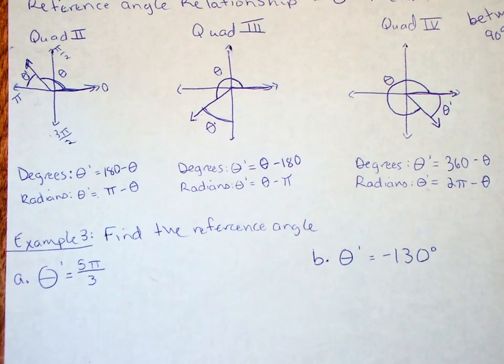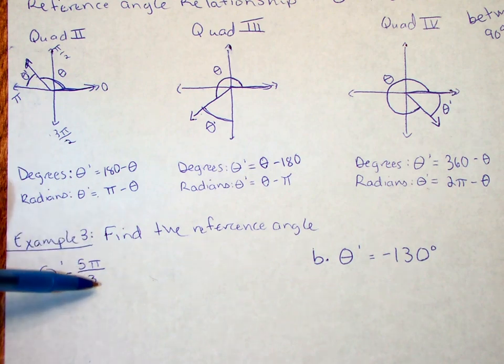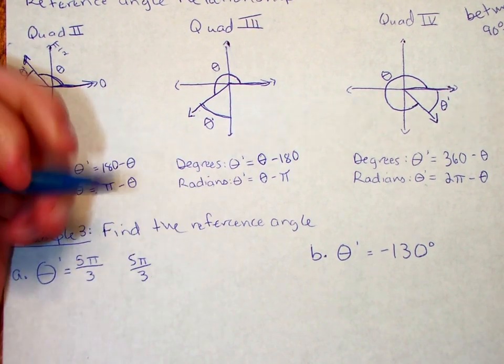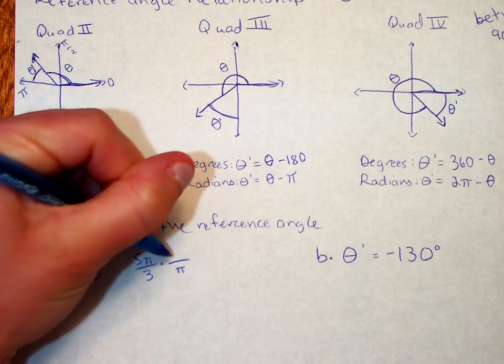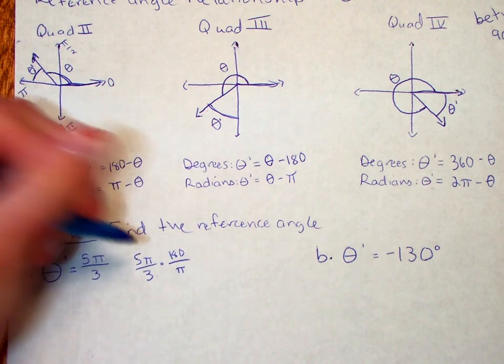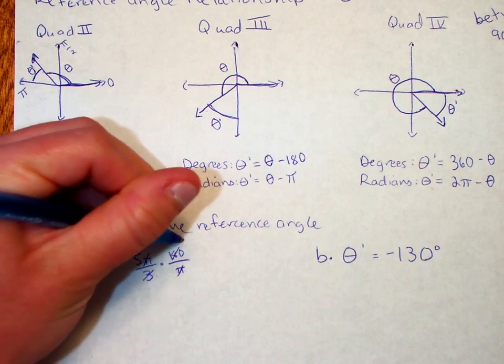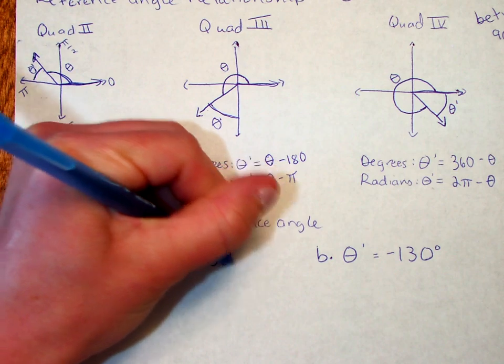All right, so let's start with the first one. We have theta being 5 pi over 3. There's a couple of different options here. If you don't like working in radians and you would like to change it to degrees, you can. Remember, 5 pi over 3, if we wanted to turn it into degrees, we want to get rid of pi. So pi is on the bottom, 180 is on the top. You want to reduce as much as you can. 3 goes into 180 60 times, so it'd be 300 degrees.